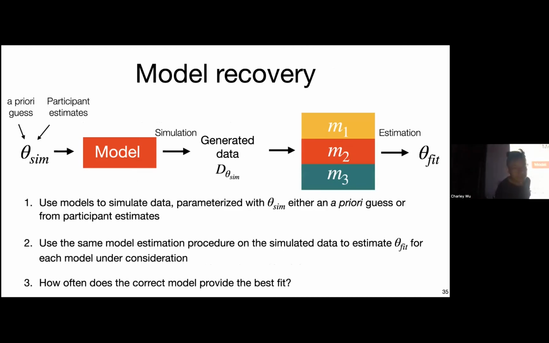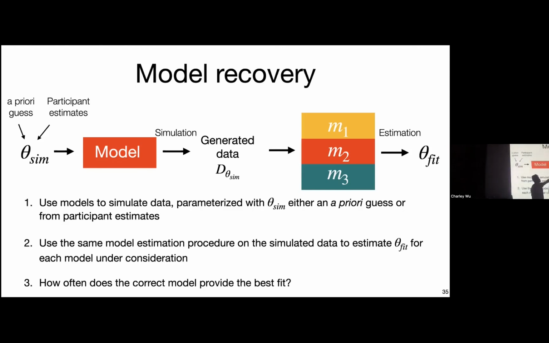Good. So with model recovery, this is the general pipeline, and we can do this even before we have any data by using an a priori best guess about parameters that we might expect in the population, or we can do this after we collect the data using our participant estimates for a set of parameters. Using these parameters, either a priori or based on participant data, we can simulate data from our models, parameterized with a set of parameters.